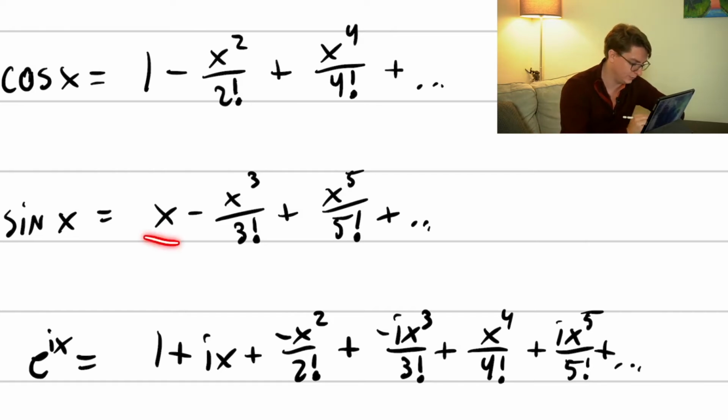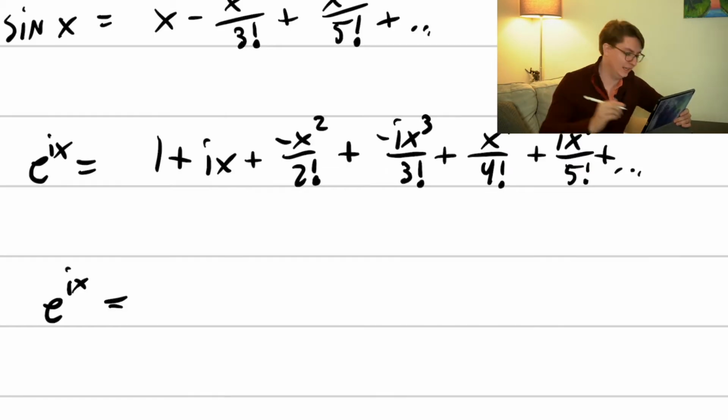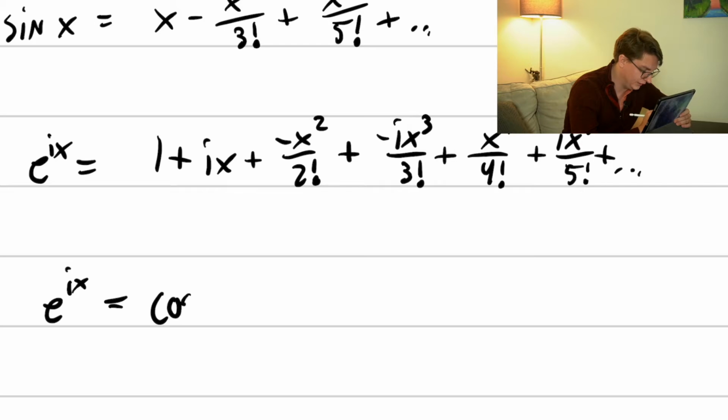But for the sine, we get something a little bit different. Instead of an x, we get an ix. Instead of the x cubed, we get an ix cubed. Instead of the x to the 5th, we get an ix to the 5th. So we can see sort of where this is going. We have a number of terms that are exactly the cosine. Then we have a number of terms that are almost the sine, just multiplied by an i. So let's write that out. This is implying that e to the ix equals cosine x plus i times the sine of x.